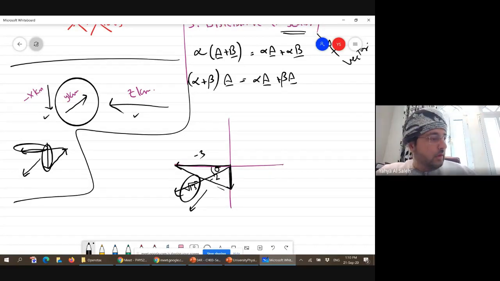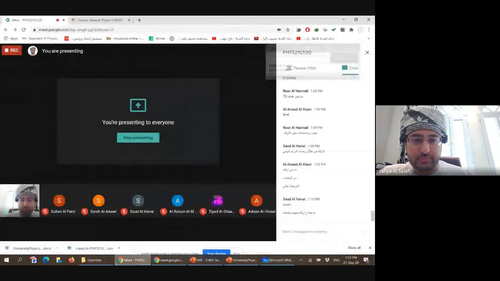Yeah. Let's move on and do it in terms of components, and then we'll come back to this later on. You will see that using components, which is what I personally prefer, is actually much, much easier.